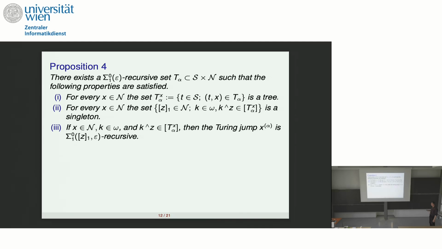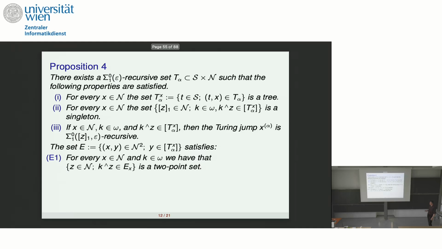And the third property is that the jump, the type alpha for X, is recursive using this part. So the branches of T_x^alpha contain a complicated object. Then the set E is constructed very easily. We simply put together the bodies of these trees.